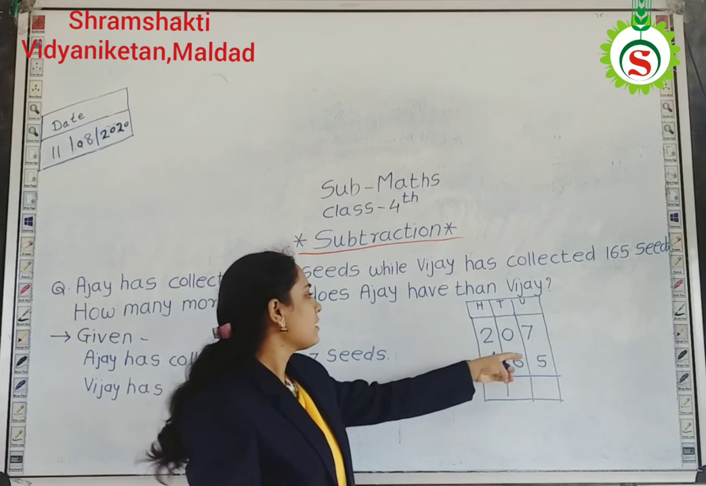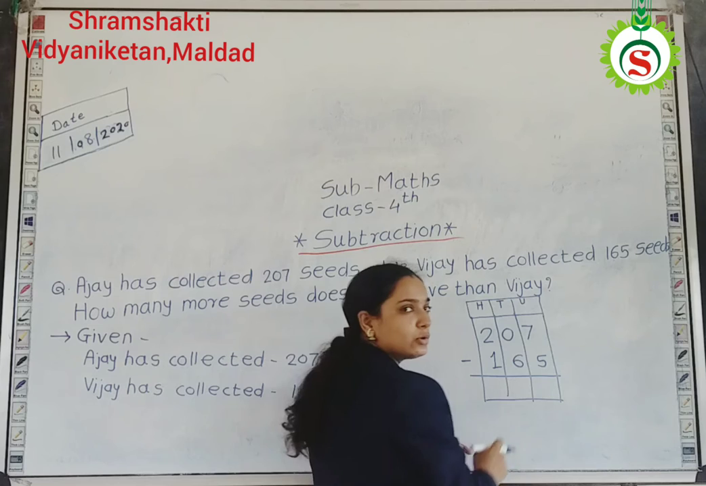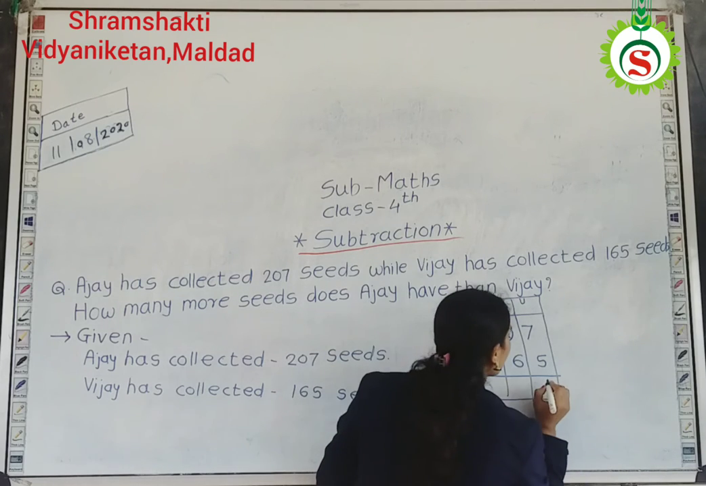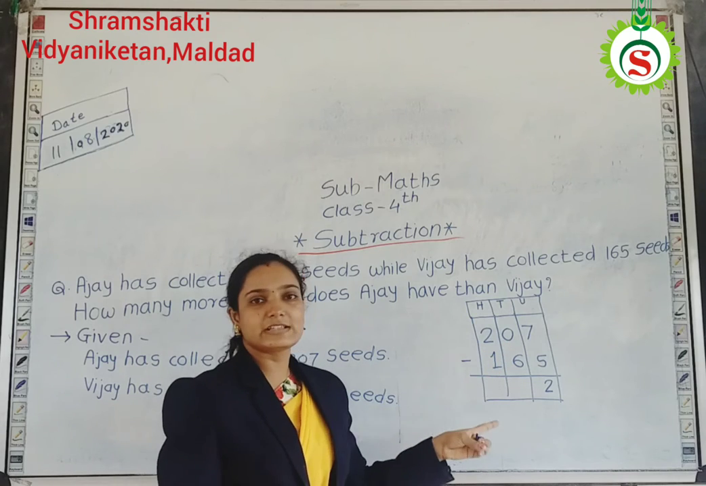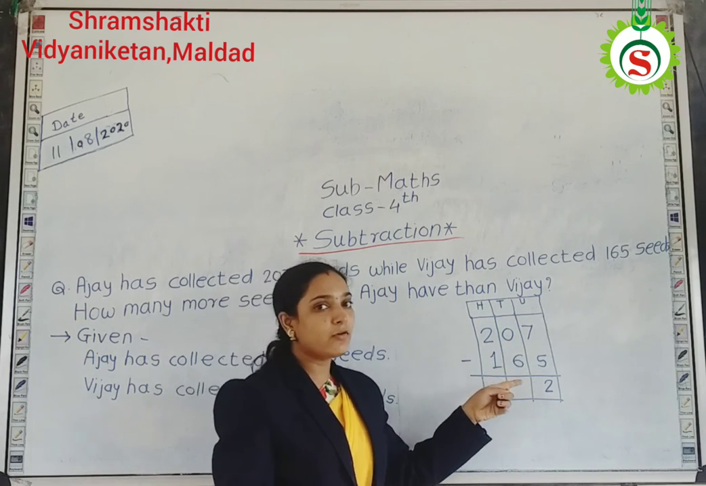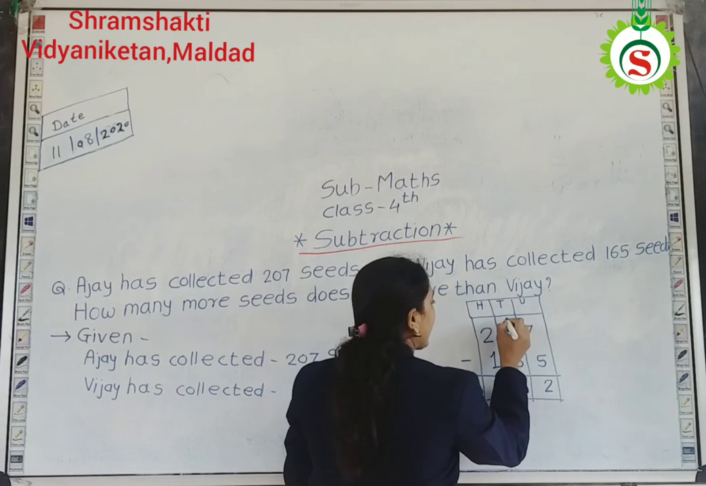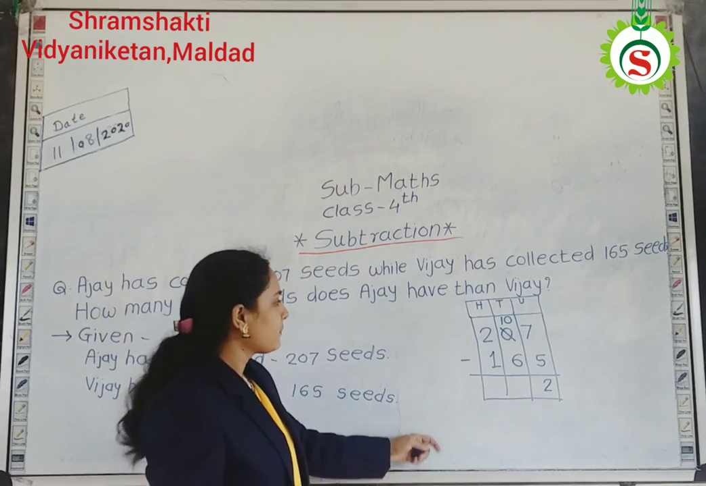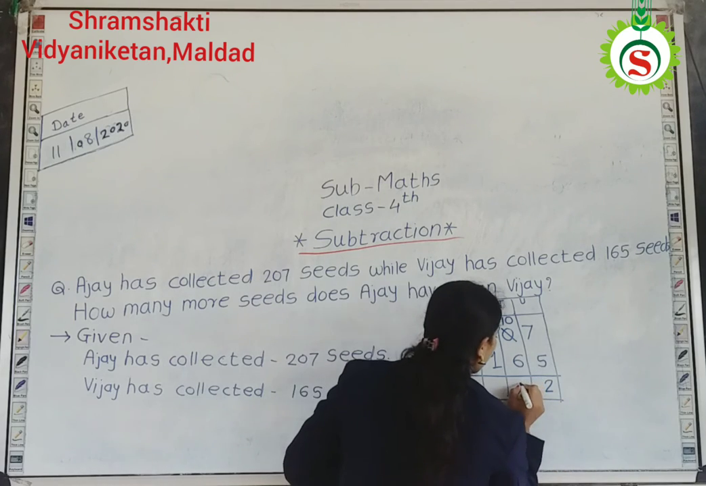First, subtract the unit place. 7 minus 5, correct, 2. Here, 0 minus 6, but 6 is greater than 0. Therefore, take 1 from the tens. Means here, what do we get? 10. Okay. Therefore, 10 minus 6, 4.